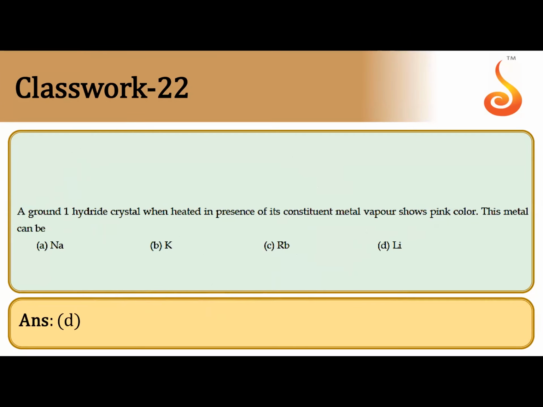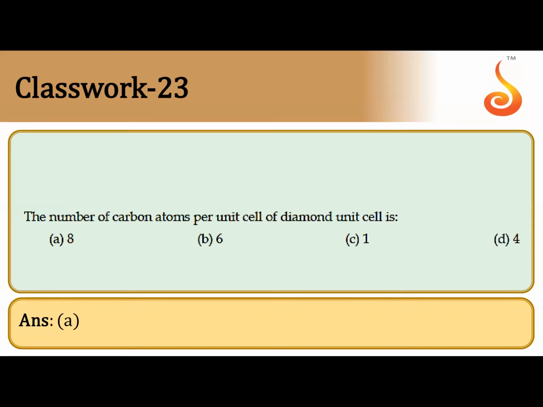They will be asking only with respect to sodium, potassium, and lithium. Question number 23. Number of carbon atoms per unit of the diamond cubic unit cell. See, diamond is a special type of cubic unit cell. It follows ZnS pattern. In the competitive, we have discussed ZnS pattern, but there is a small alteration in diamond cubic unit cell. Diamond cubic unit cell is called DCC type.